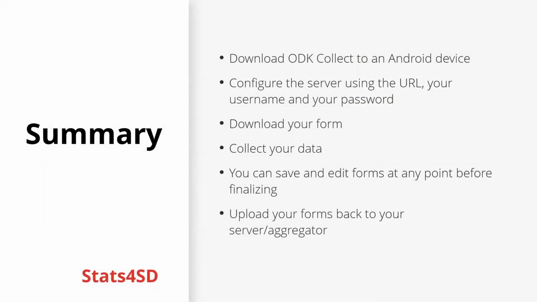So, just to go over everything that we've looked at today, you'll start by downloading ODK Collect to an Android device. Remember, of course, that while ODK Collect does work on other operating systems, it is simply optimized for Android, and therefore Android devices are best suited for data collection when you are using ODK. You will then configure the server using the URL, username, and password that are associated with the ODK aggregator and your account that your project has been set up with.